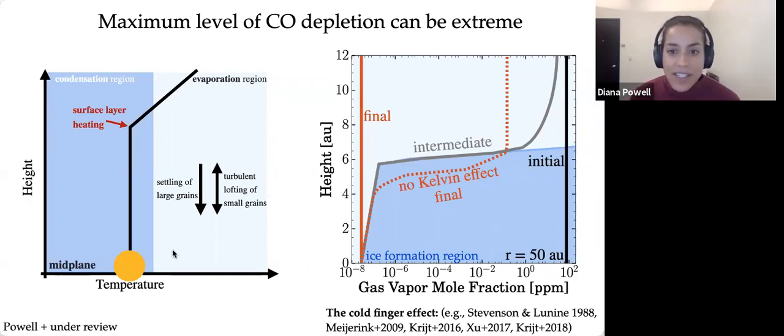So once the initial abundance of CO gas, shown in solid black, is depleted in the midplane, as shown in gray, then there's the steep concentration gradient, which will be smoothed by vertical diffusion. And this could ultimately lead to a level of depletion of CO in the observed upper levels as shown in solid red. And so this is the so-called cold finger effect, which can lead to a large depletion of CO gas in the upper disk.